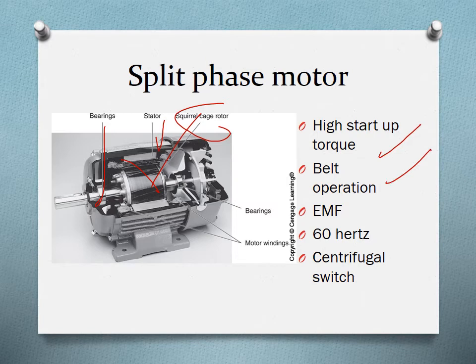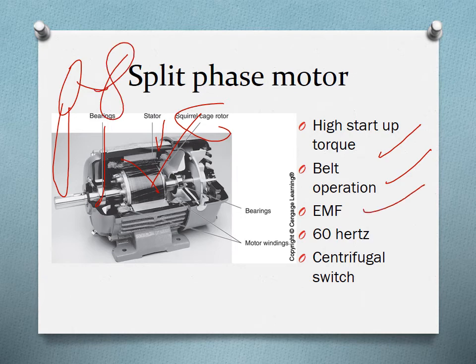Usually they have a belt operation, so as you guessed, it will probably be connected here with a pulley and a fan. EMF is the electromagnetic forces, so it has very high electromagnetic forces to spin that motor. And this here is a cooling fan to cool the motor as it runs, otherwise it will overheat.